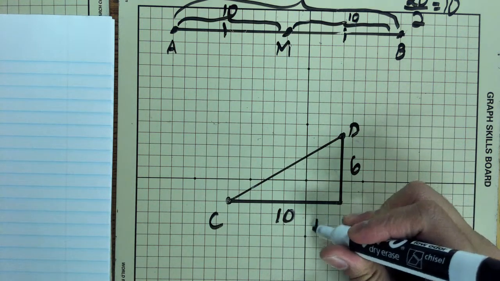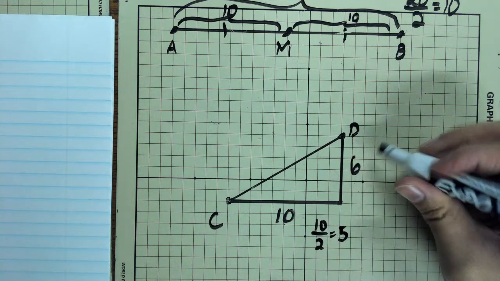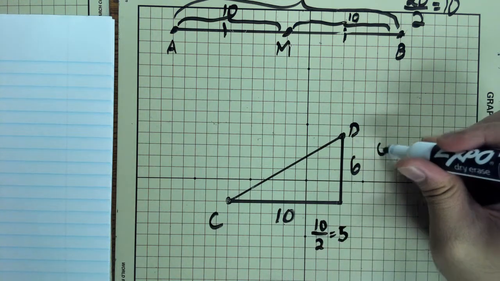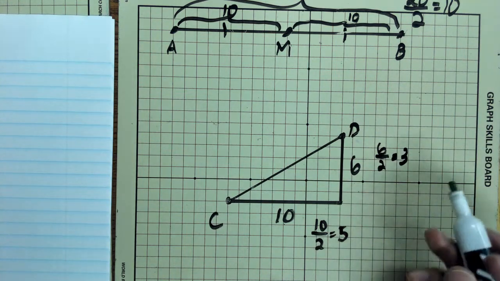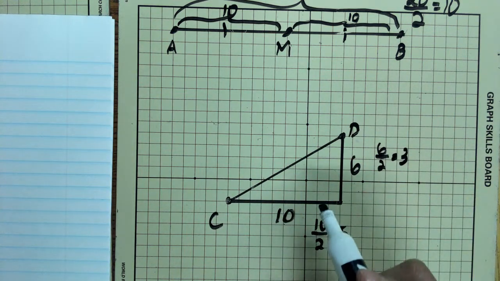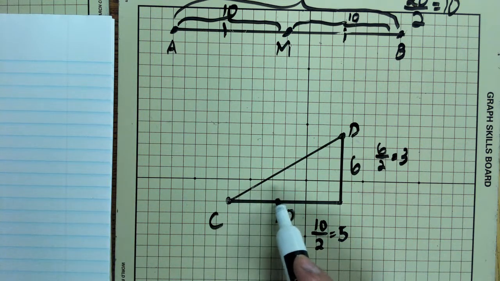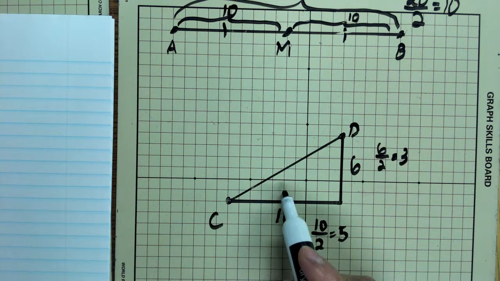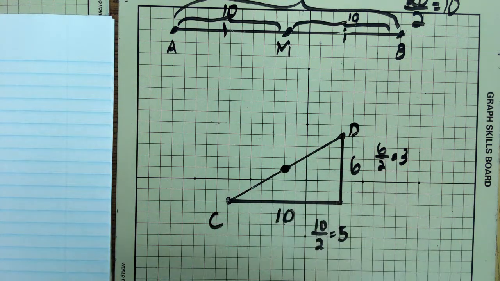I want to take half of 10. 10 divided by 2, which is 5. And I want to take half of 6. 6 divided by 2 is 3. What 5 and 3 tell me is, to find my midpoint, from my starting point C, I now move those halfway values. I move over 1, 2, 3, 4, 5, and then I go up 1, 2, 3. And there it exactly is your midpoint.